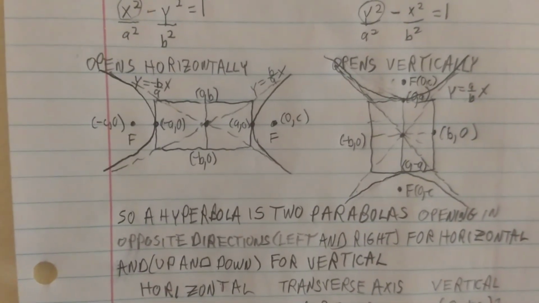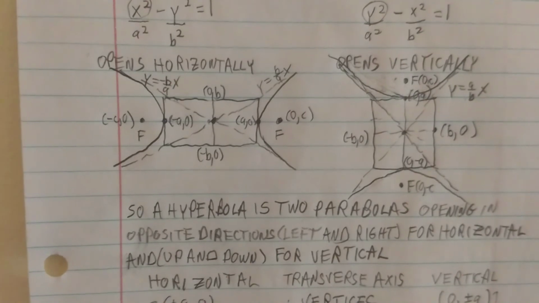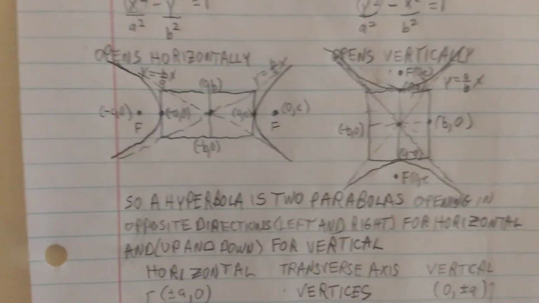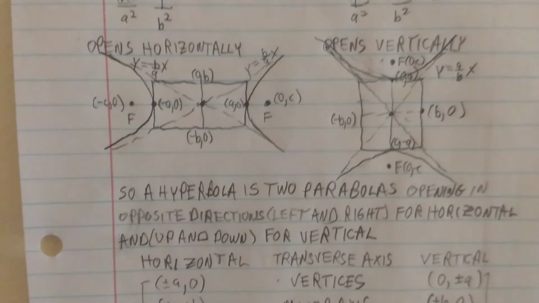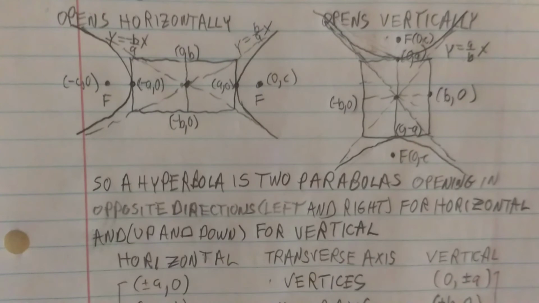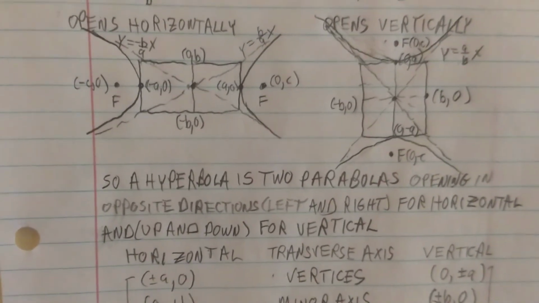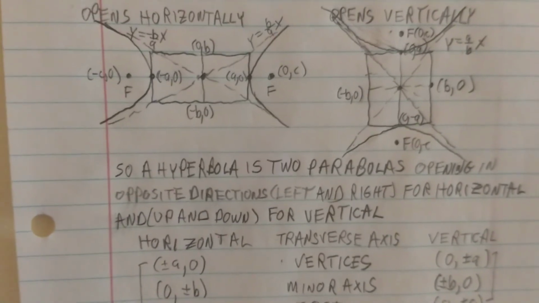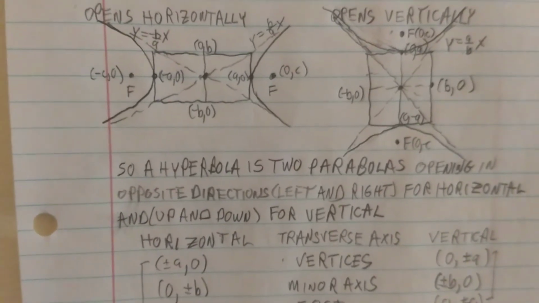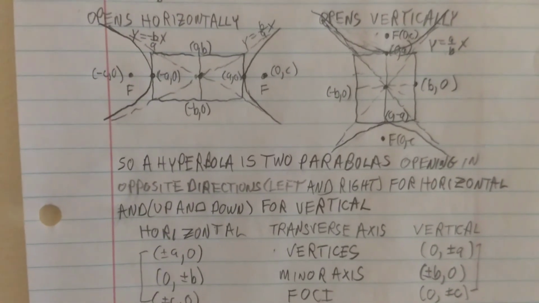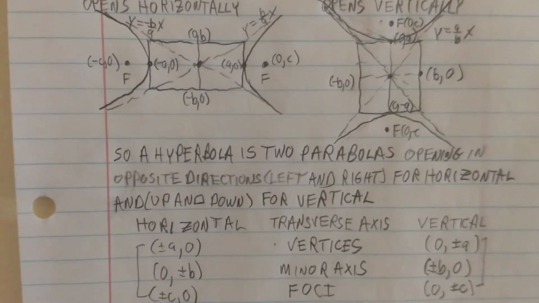(a, 0) is one vertex, (negative a, 0) is another vertex. Then it goes up and down plus or minus b from the origin, giving the upper point (0, b) and (0, negative b). And now we can draw a box from that. Now notice that the focus point, whereas it was always inside of the vertex for the ellipse, is now outside of the vertex for the hyperbola on both sides.